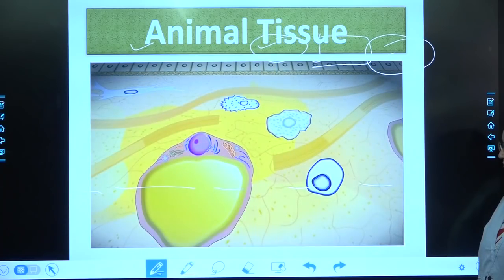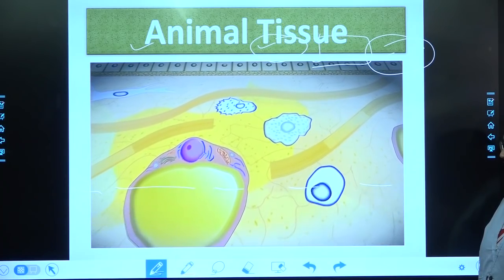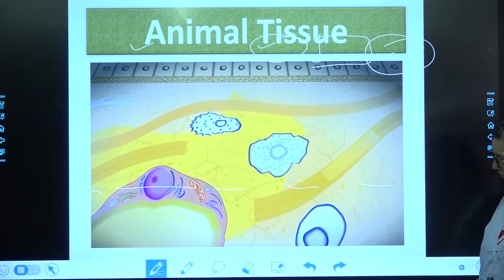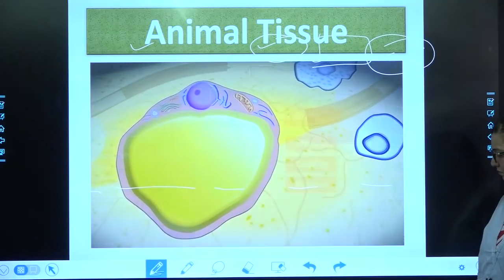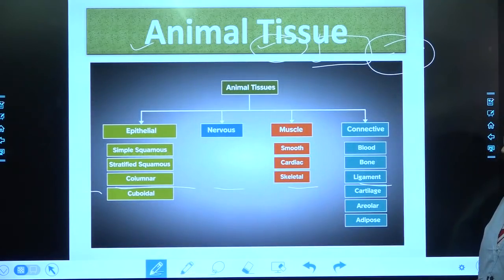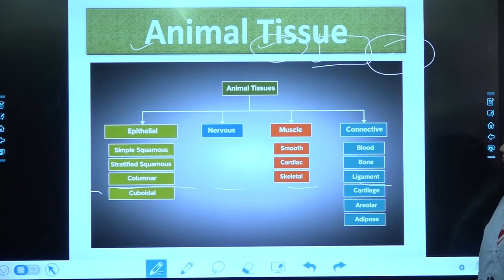Areolar fills the space inside the organs. It is gel-like with both elastic and non-elastic fibers. Adipose tissues store fat molecules. In conclusion, we have seen and understood the types of animal tissues, their subclassifications and their functions.